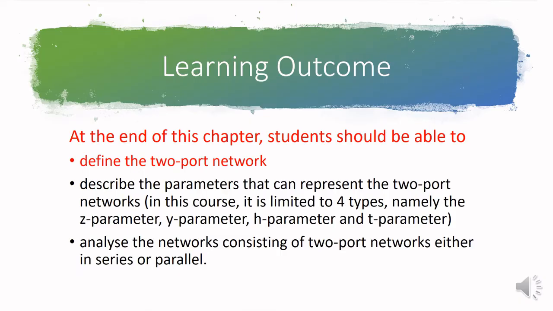These are the learning objectives of Chapter 6. First, you should be able to define what the two-port network is. Second objective is to describe the parameters that are used to represent the two-port networks. Altogether, there are 4 parameters that you will learn in this topic. But in this video, only Z parameter is described. The final learning objective of this topic is to be able to analyze the two-port network when it is connected in series or parallel, or when it is connected to any one-port network.